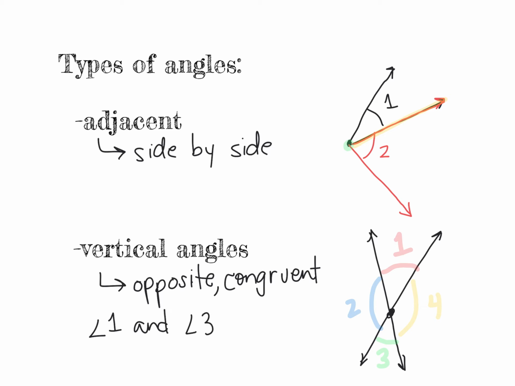Take note that angle 1 up here at the top and 3 here at the bottom, they are on opposite sides of that vertex. The only thing they have in common is actually the vertex itself. The sides of the angle don't actually overlap like they did with adjacents. This also means that if we look at angle 2 and angle 4, which are again on opposite sides of the vertex, they are also vertical angles, meaning they are also congruent as well.